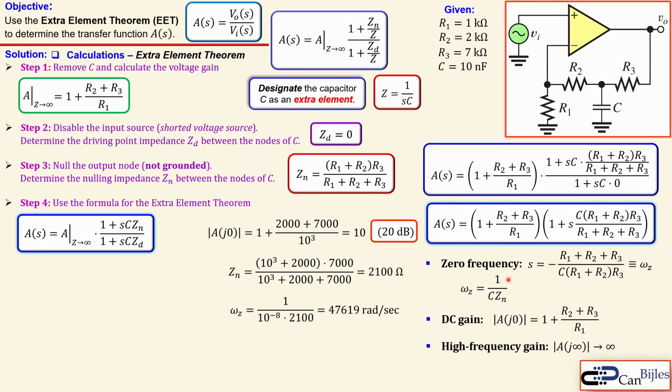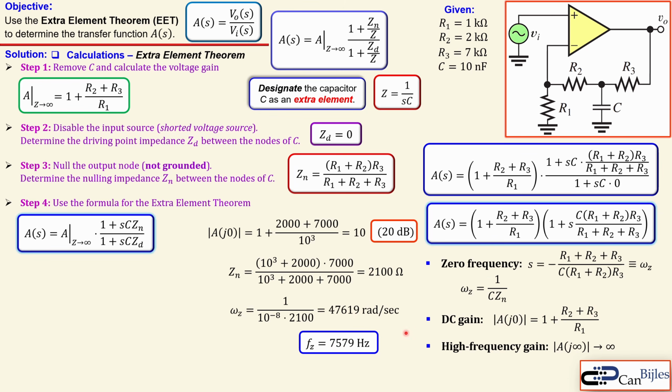And how about the zero frequency? Again, using this formula, you know the C from the given value, and also Zn is calculated, so you get here 47,619 radians per second. And that will be then in hertz, so you divide by 2 pi, almost 7.6 kilohertz. Okay, that's our zero frequency. So our DC gain is 20 dB, and our zero frequency here is approximately 7.6 kilohertz.